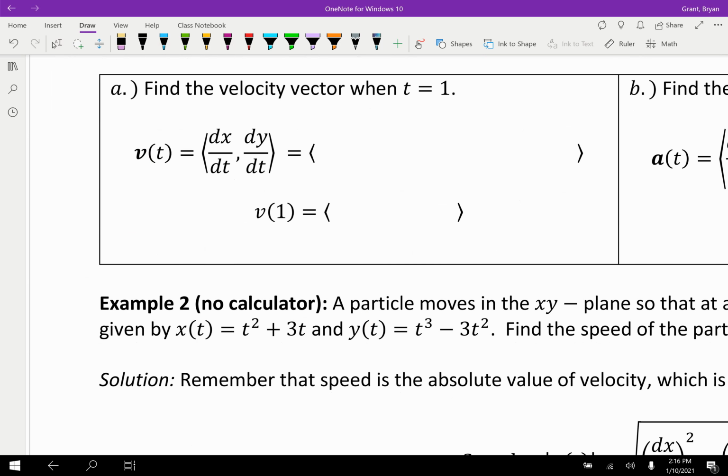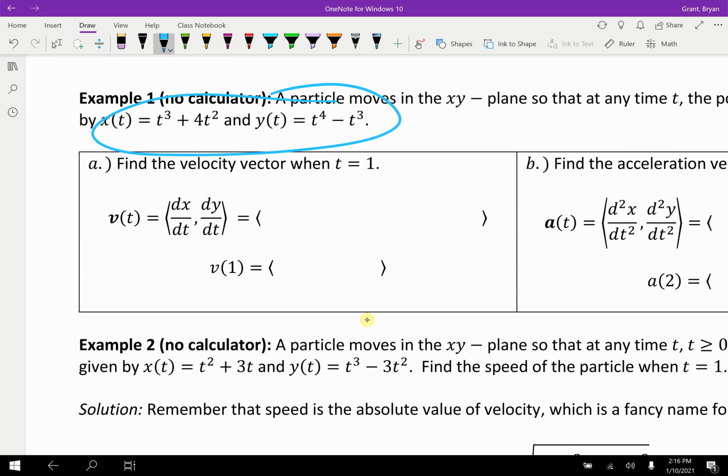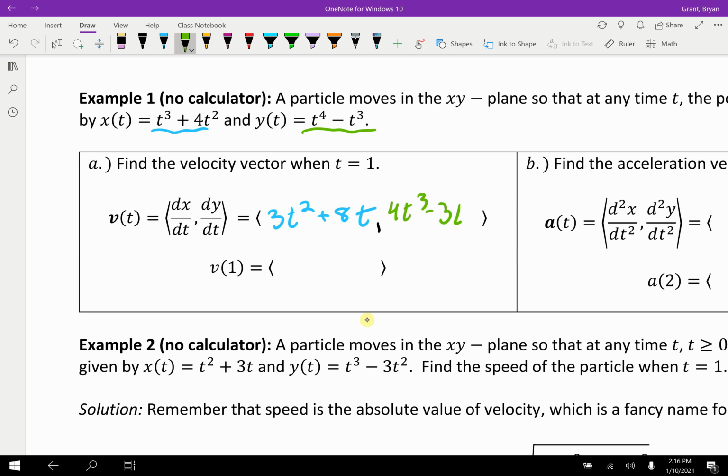And to find the velocity, if we are given positions up here, I think we probably just need to take the derivative, right? It's that easy. So we'll go blue and green here. So the derivative of x gives us 3t squared plus 8t, and then we need a comma. And then we need the derivative of our y component, 4t cubed minus 3t squared. Looks pretty good. And last but not least, we need to find v of 1.